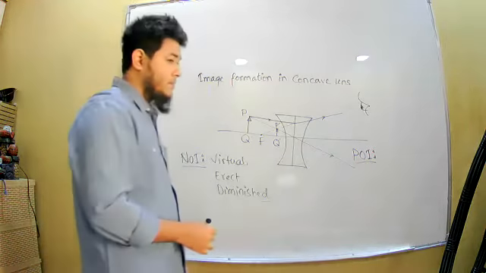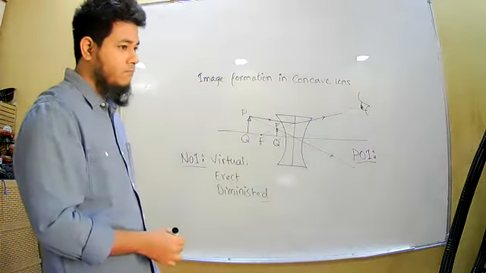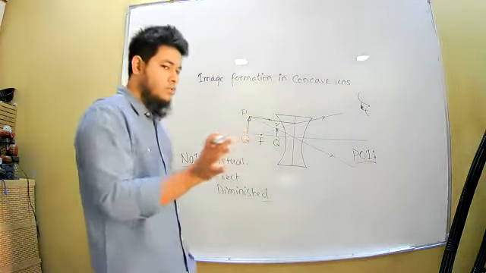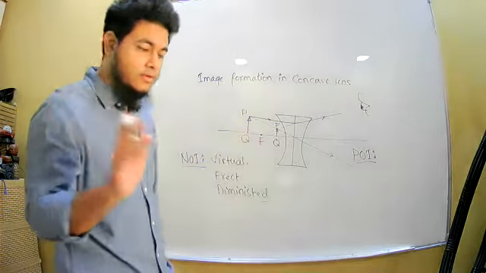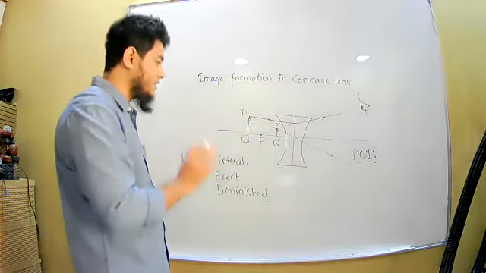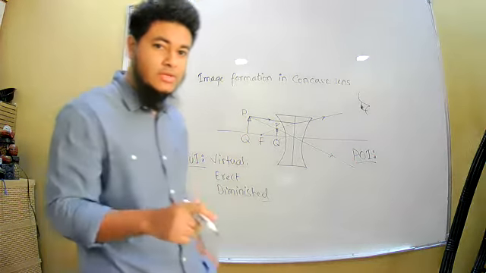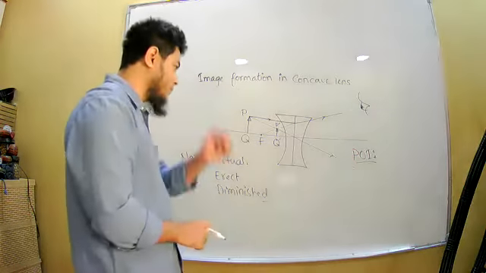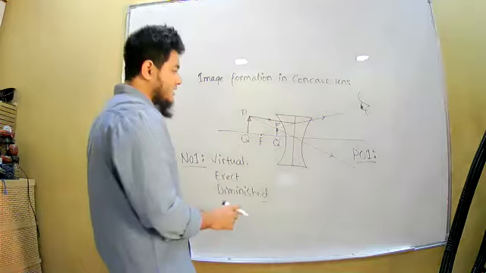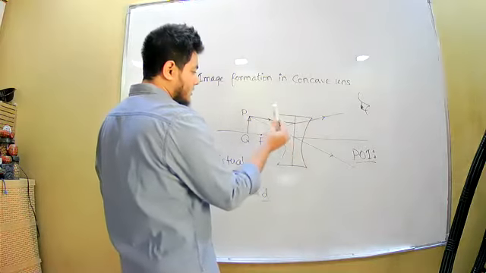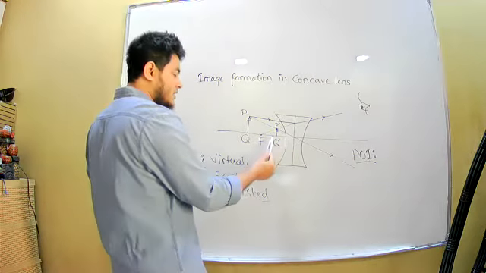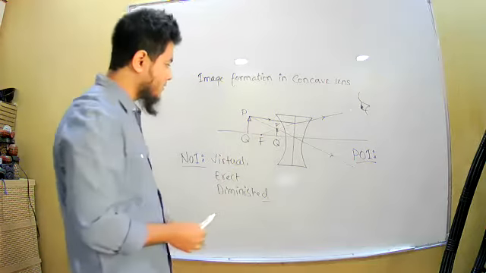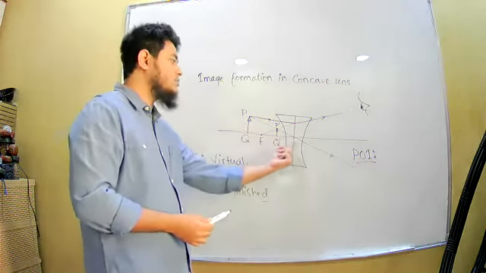Now, if you are ever asked what is the position of the image, you cannot say it is between C and F, principal focus and center of curvature. No such position can be mentioned over here. Virtual, erect, and diminished. This is the image that you will get every time in concave lens. So position can be said: the image will be on the same side of the lens as the object. You see we have the object on this side, so the image will be on this side.